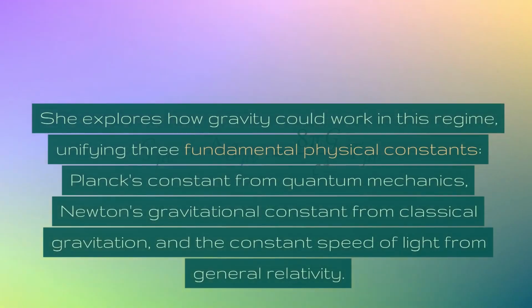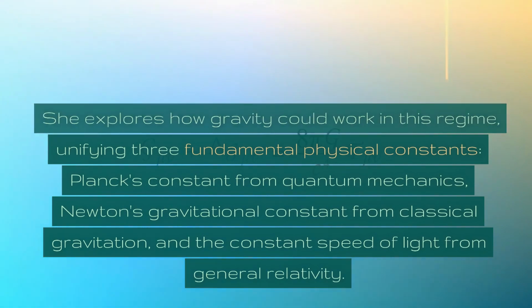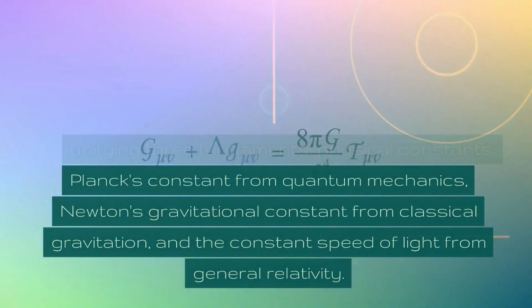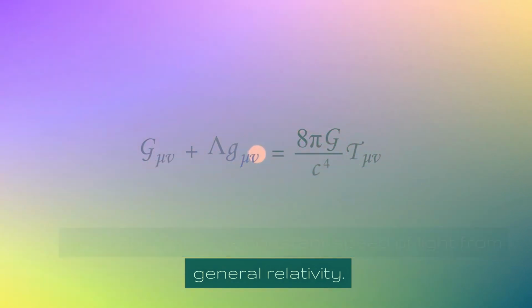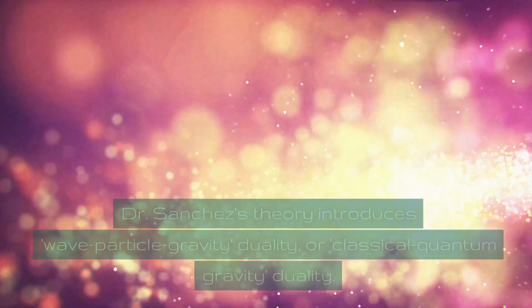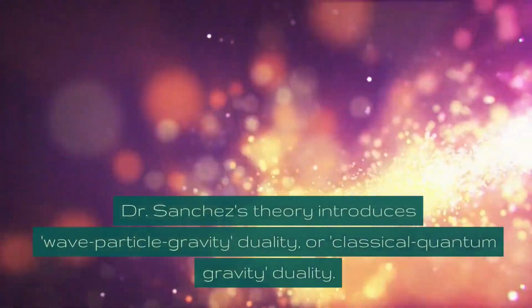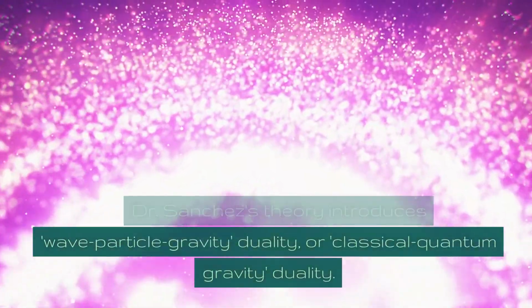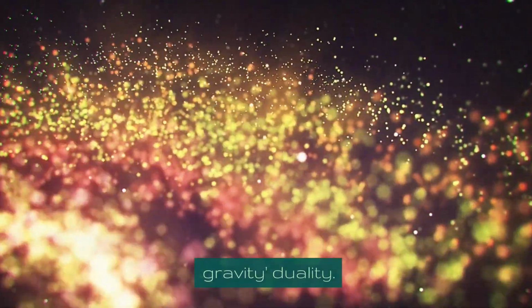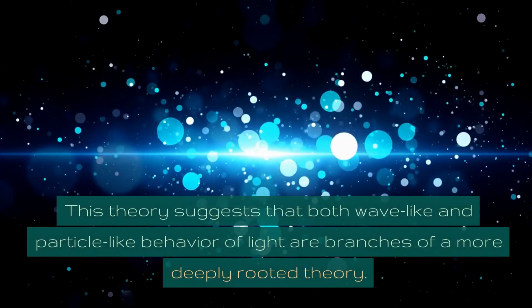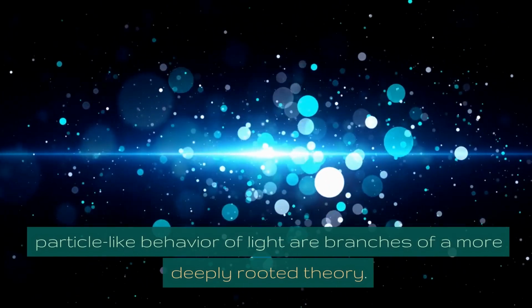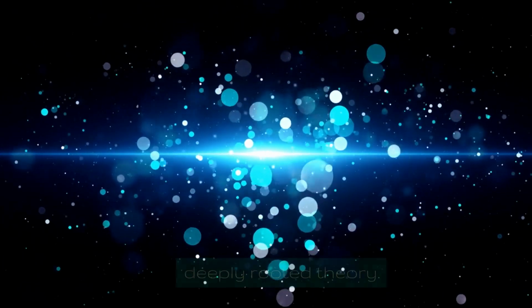She explores how gravity could work in this regime, unifying three fundamental physical constants: Planck's constant from quantum mechanics, Newton's gravitational constant from classical gravitation, and the constant speed of light from general relativity. Dr. Sanchez's theory introduces wave-particle gravity duality, or classical quantum gravity duality. This theory suggests that both wave-like and particle-like behavior of light are branches of a more deeply rooted theory.